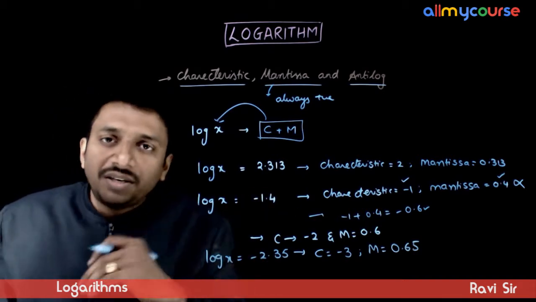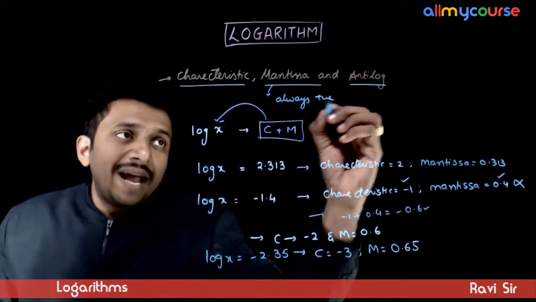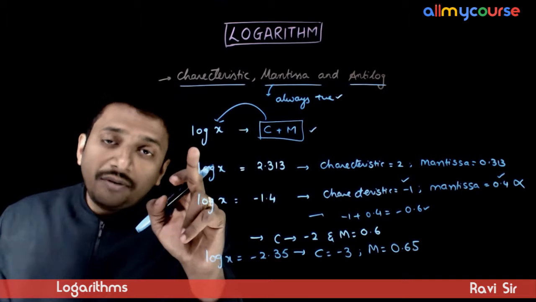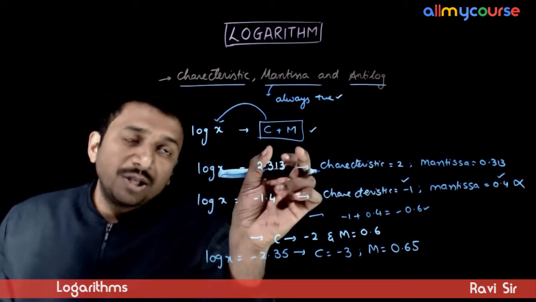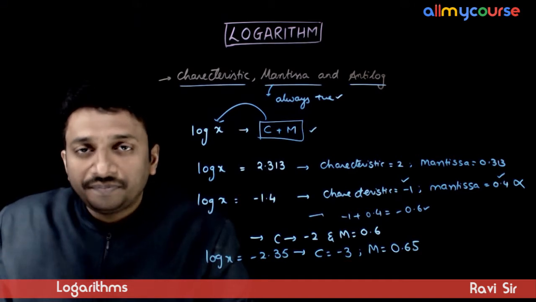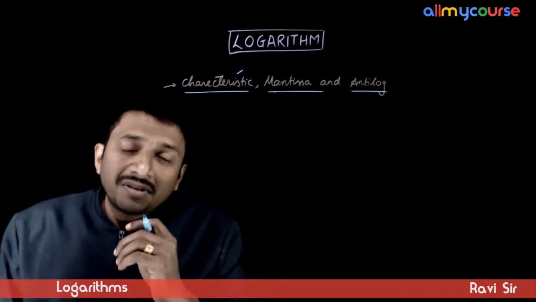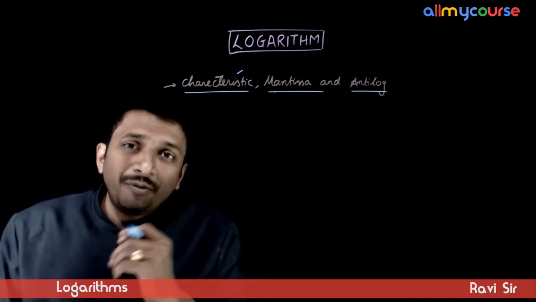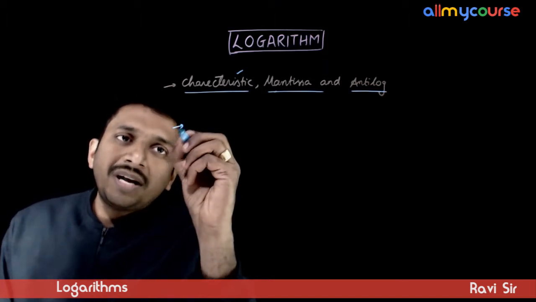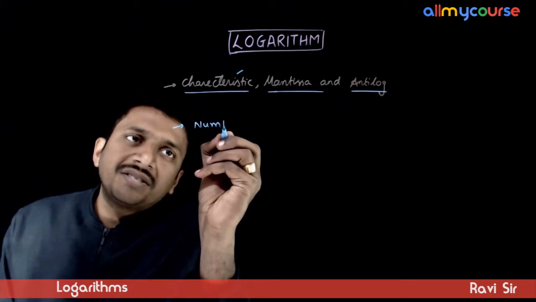So these are the two things that you need to remember about the characteristic and Mantissa. First, the Mantissa is always positive, and the value of the logarithm of any number has to be the same as the characteristic plus the Mantissa of that logarithm. Next, where does the characteristic of a logarithm become important? In which type of problem does the characteristic become important? One of the most important types of problem that you can solve is the number of digits.